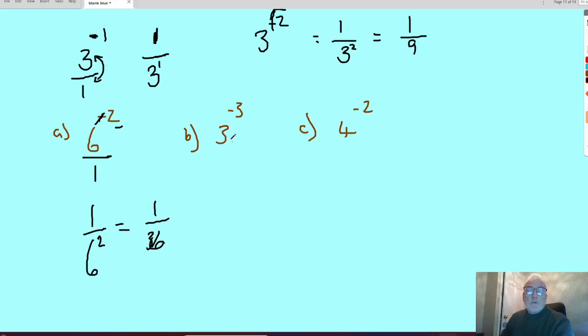B, 3 to the negative third, so negative 3. So 1 over 3 raised to the positive power. 3 times 3 times 3 gives me 27. So I can put it as 1 over 27. And the last one, if I've got 4 to the negative 2, I can make the reciprocal 1 over 4, and I'm raising the 4 to the second power, which gives me 1 over 16.